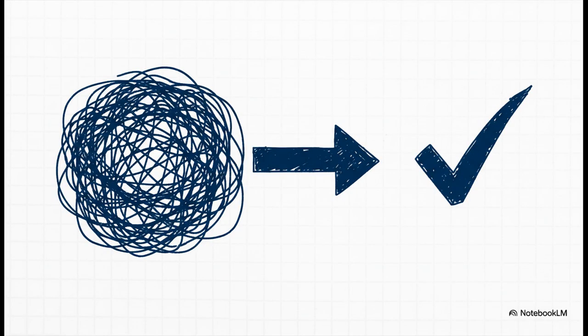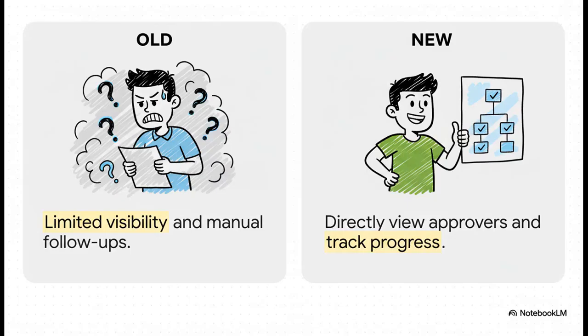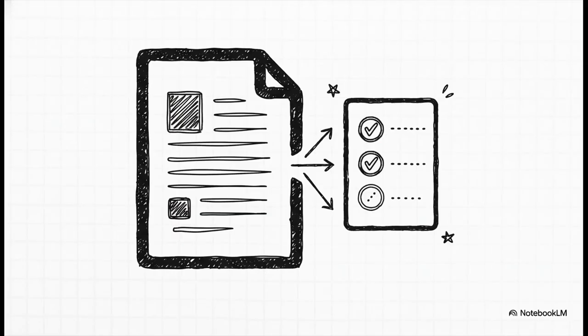But now, with just a single click, you get a complete, totally transparent view. Seriously, the difference is night and day. We're going from a black box to total clarity. And here's the best part. It's all right there inside your requisitions document history.